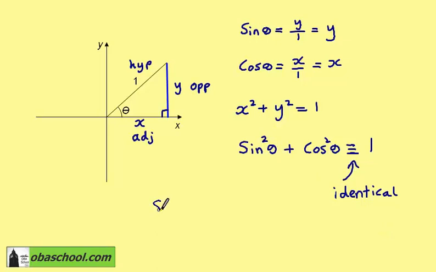There is some notation here. Sine theta times sine theta, or sine theta all squared, is written as sine squared theta. This is a notation that you need to get used to. So this is our first identity. Sine squared theta plus cos squared theta is identical to 1.